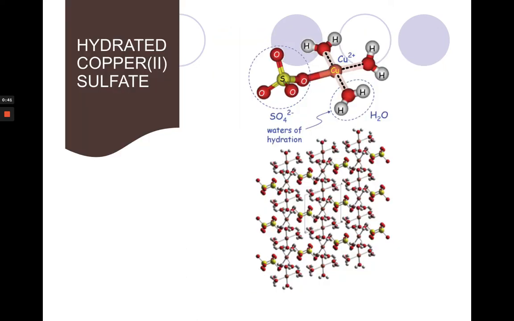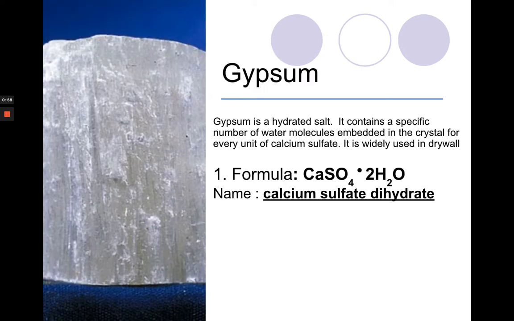For example, here's hydrated copper sulfate, and you can see within the crystal itself there are water molecules embedded within the crystal. So whenever you figure out the molar mass of a hydrated compound, you have to make sure you take into account those waters that are naturally embedded in the crystal.